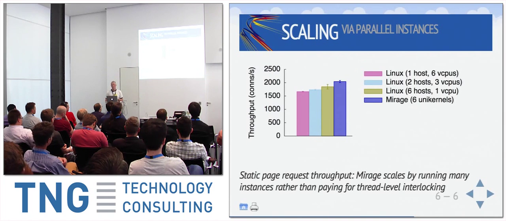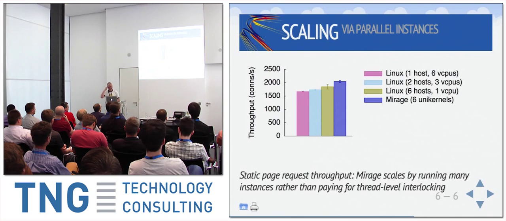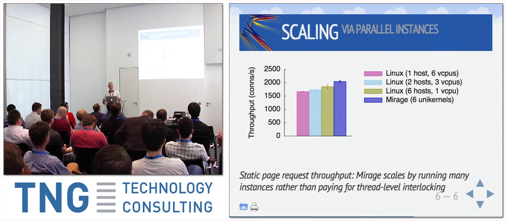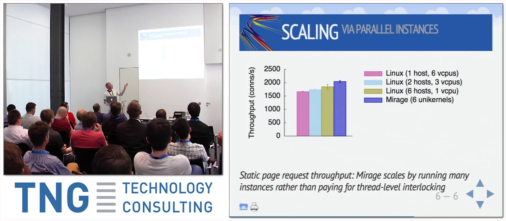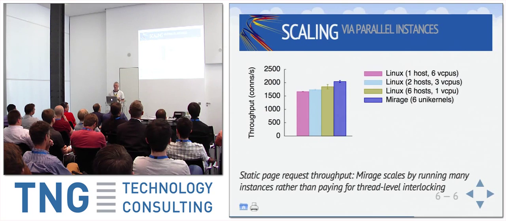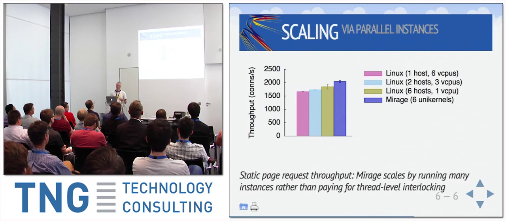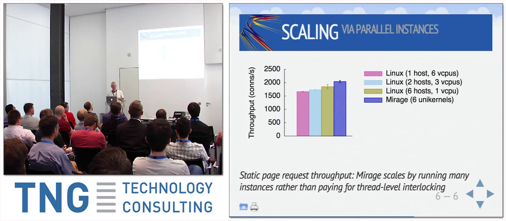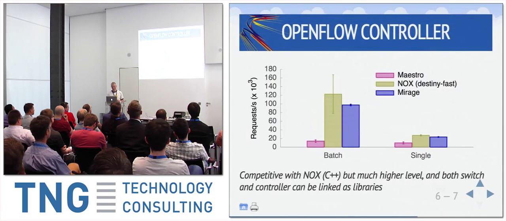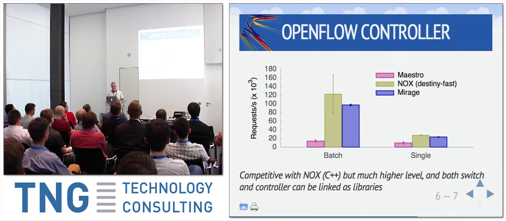So in terms of scaling, the OCaml runtime is currently, although it's being worked on, single-threaded. So we scale by running multiple instances of a server rather than having a server that uses multiple CPUs. But this actually turns out not to be too bad because you end up scaling by running lots of instances and you don't have to pay for thread-level interlocking. So in some sense, this seems to be okay. This is not too bad a trade-off to make. And then finally, the OpenFlow implementations we had were not brilliant, but they were comparable with C++ implementations. They were certainly doing a lot better than I think Maestro's Java implementation.